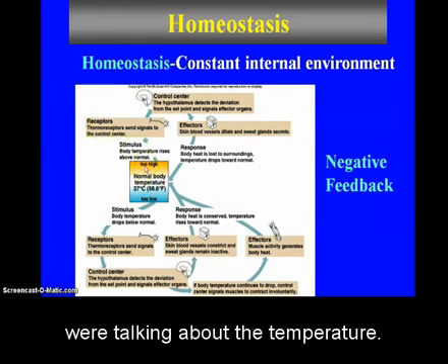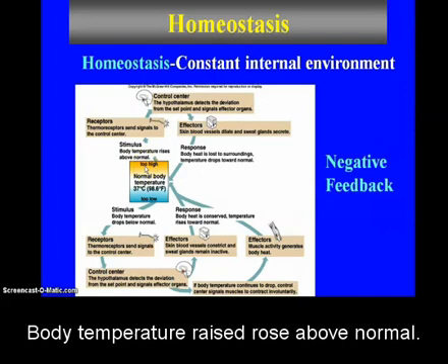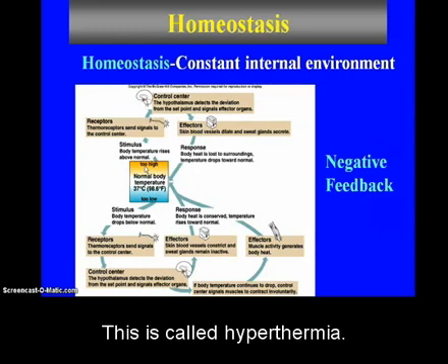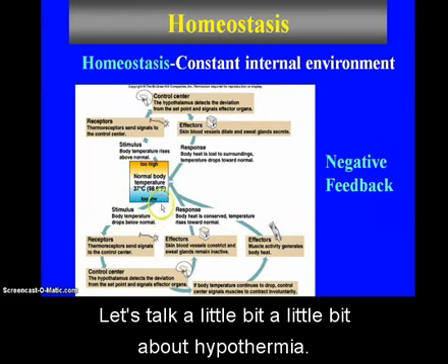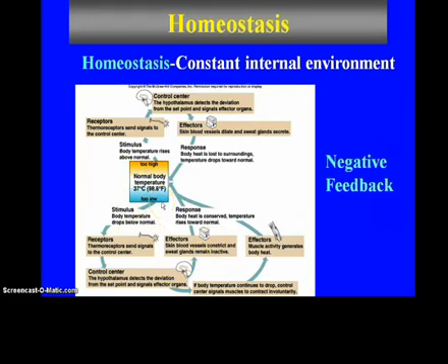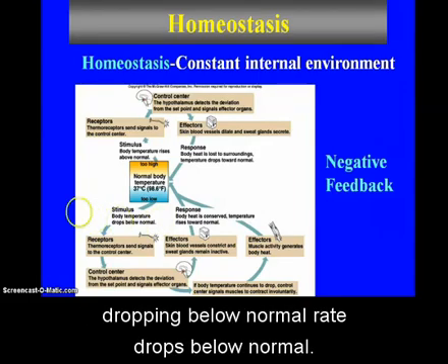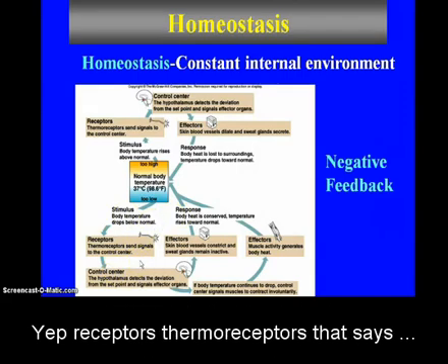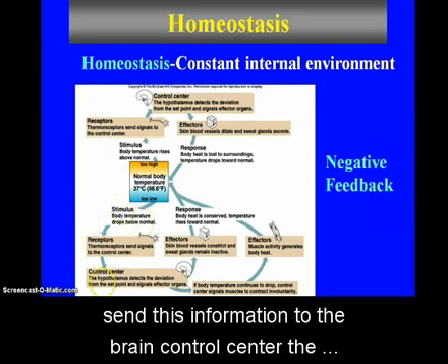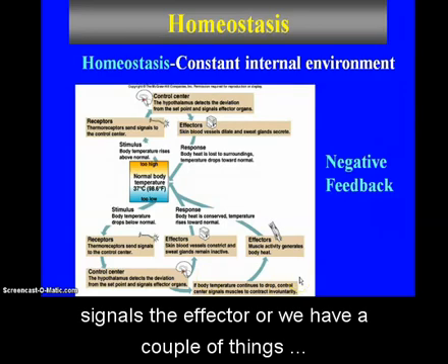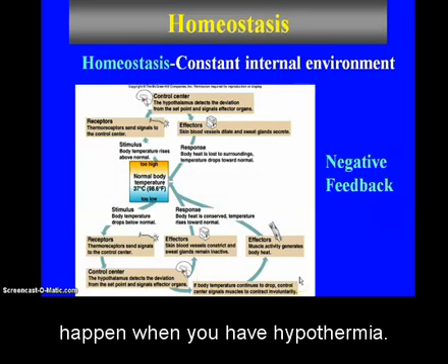Now, we were talking about when the body temperature rose above normal. This is called hyperthermia. Let's talk a little bit about hypothermia. This is the stimulus which sends the temperature dropping below normal. You have receptors, thermoreceptors, that send this information to the brain, or the control center, the hypothalamus. It detects the deviation of set point and signals the effector organs. Well, you have a couple of things happen when you have hypothermia.